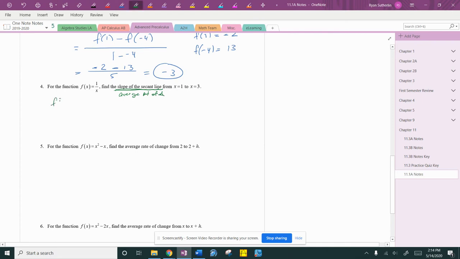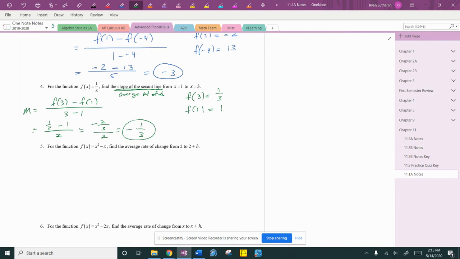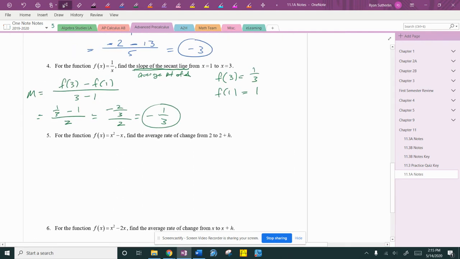That's what the slope of the secant line represents. So again, we're going to do f of 3 minus f of 1 over 3 minus 1. So over here, I'll do this. F of 3 is 1/3. F of 1 is 1. So we end up with 1/3 minus 1 over 2. So -2/3 divided by 2, which ends up being -1/3. So the slope of the secant line is the average rate of change. Now, 5, for this function, find the average rate of change from 2 to 2 plus h.